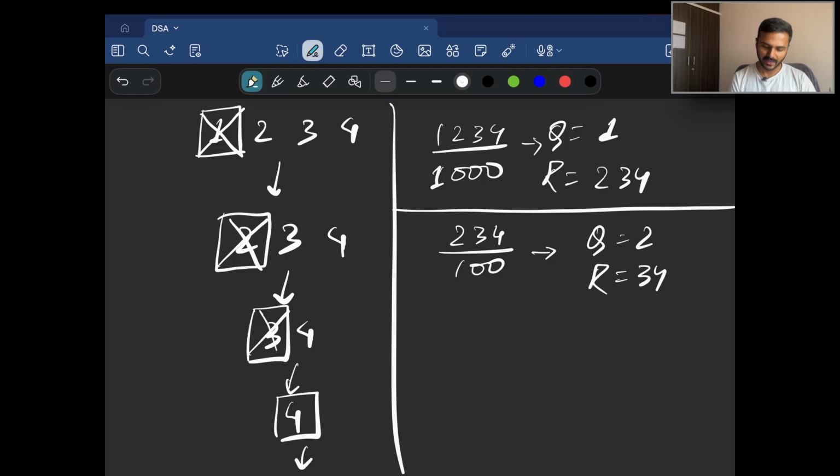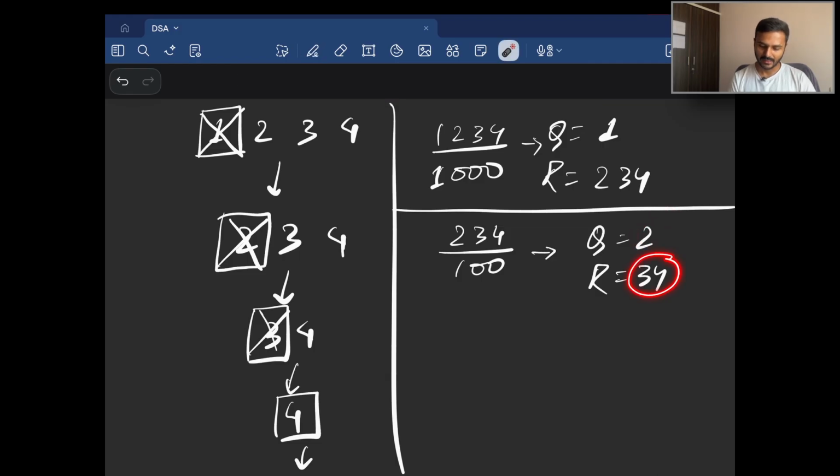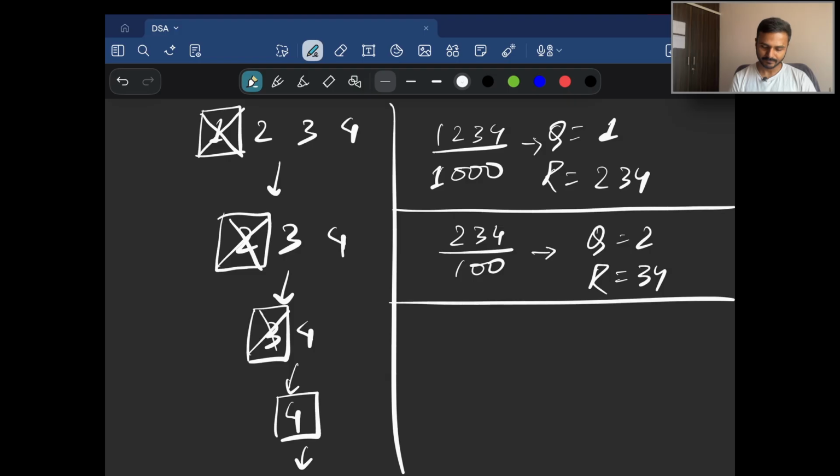For that, can we divide 234 by 100? We can. This will give us 2 as the quotient and 34 as the remainder. Now, if we take the remainder, which is 34 here, and continue with that, what do we have?